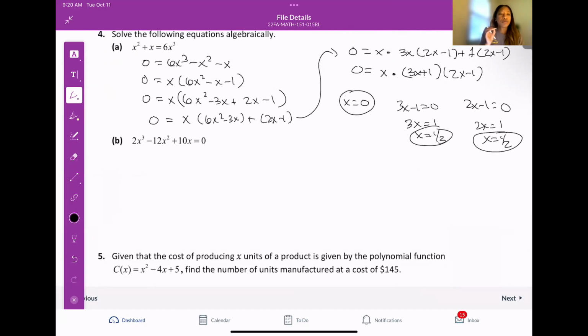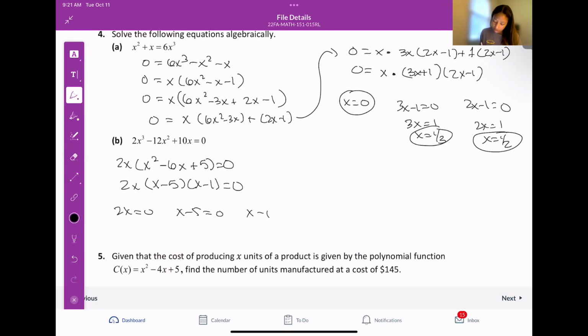For part B, 2x cubed minus 12x squared plus 10x equals 0. We can factor out a greatest common factor here, which would be 2x. So we have 2x times x squared minus 6x plus 5 is 0. Then x squared minus 6x plus 5 factors to x minus 5 times x minus 1 equals 0. Setting each of these factors equal to 0, we get x is 0, x is 5, and x is 1 as our solutions.